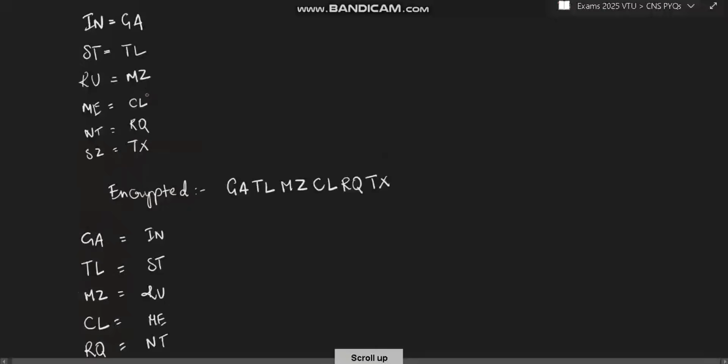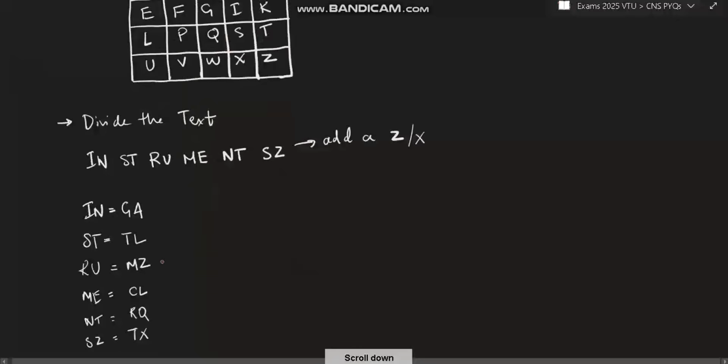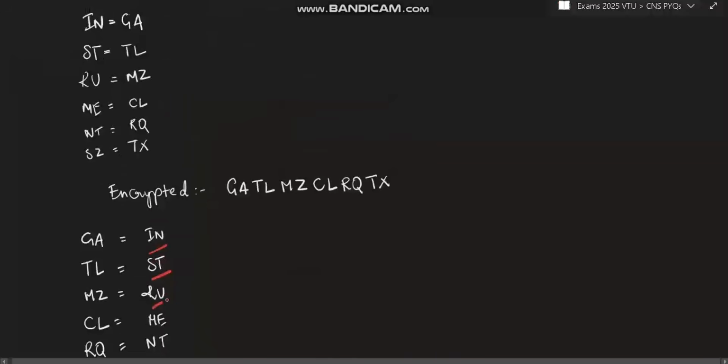To decrypt GA, how will we be decrypting? See, for GA, if you want to decrypt, G is present here and A is present here. If you make a rectangle from here, G will become I, A will become N, so it will be IN. INSTRU.